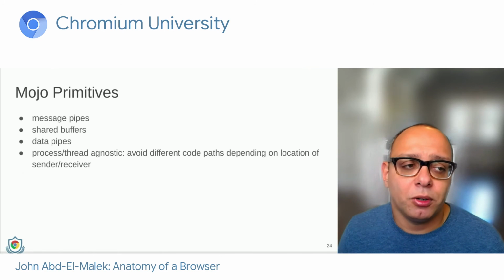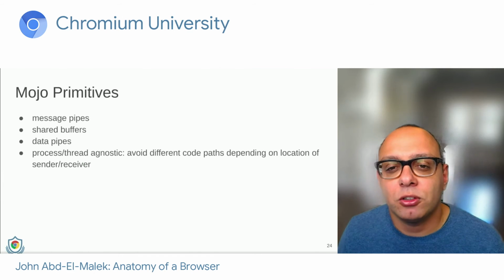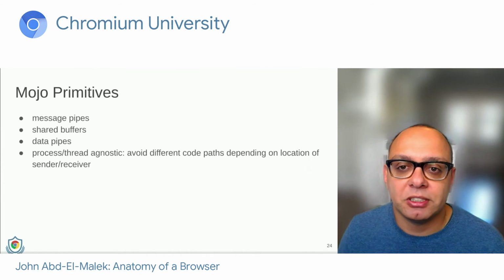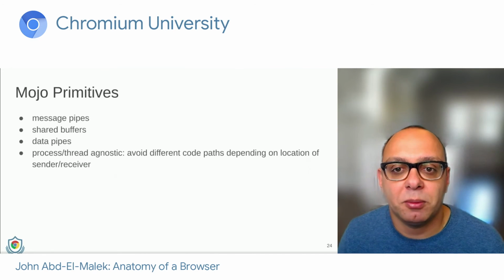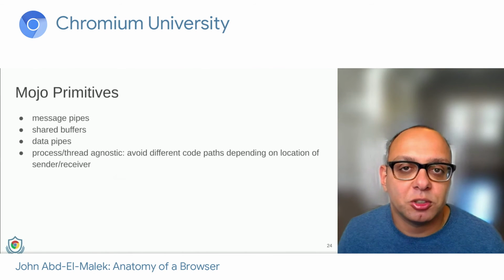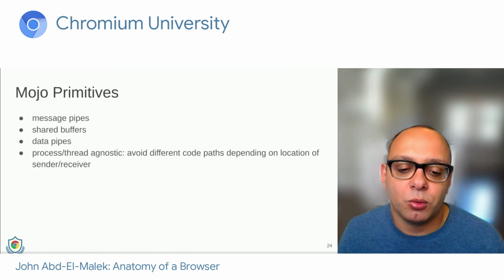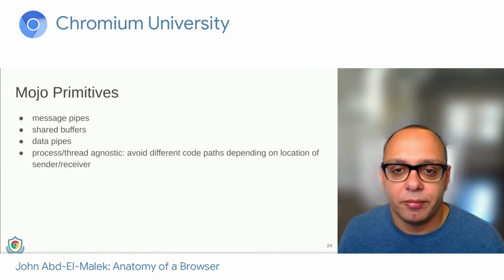There's only a small number of Mojo primitives. There's message pipes, which are bidirectional communication channels. And there's two ends for each interface, basically, one for the caller and one for the callee. They're pretty cheap, so they can be considered basically free. There's no OS resource per message pipe, no separate buffers, etc. Usually, you don't use message pipes directly. You use them through these bindings, which are higher level mechanisms on top of them.